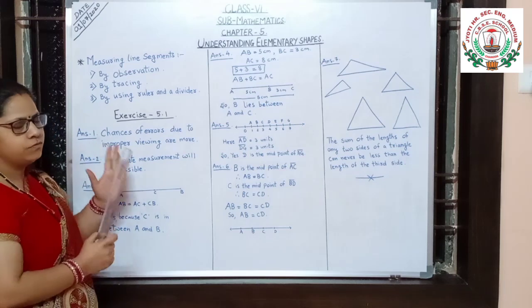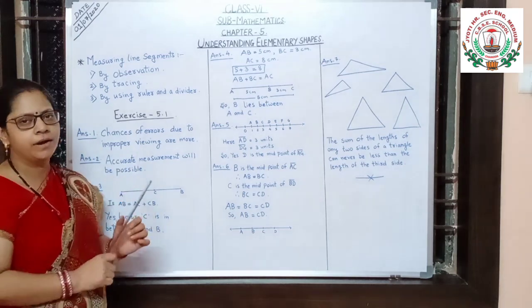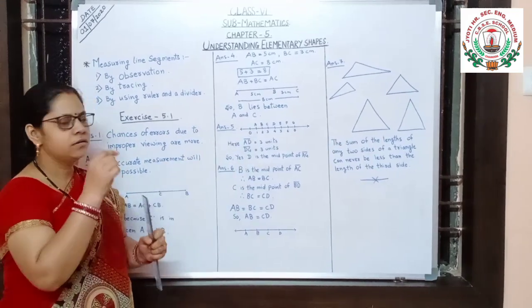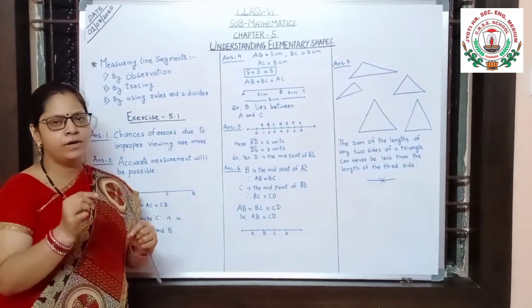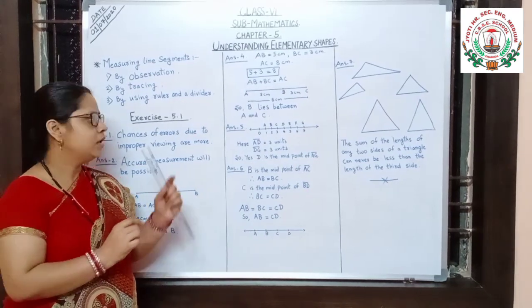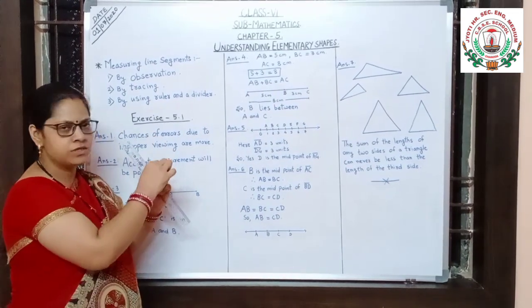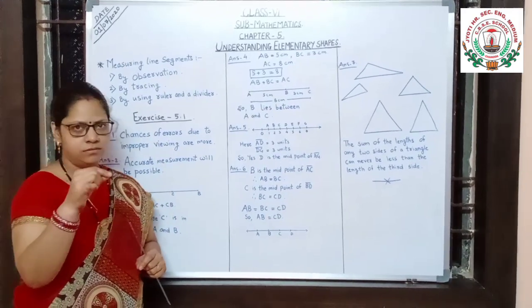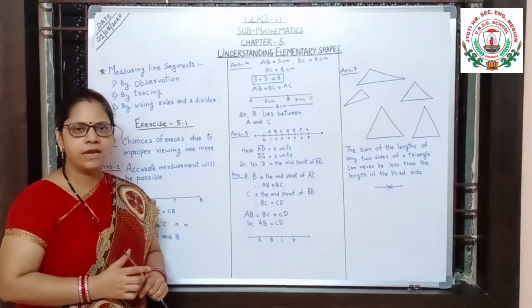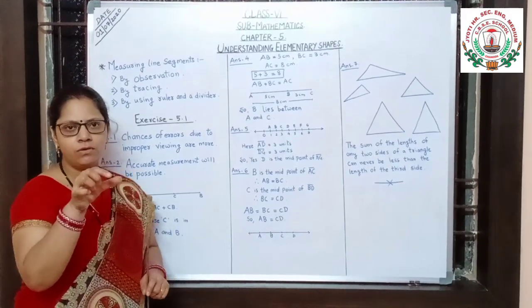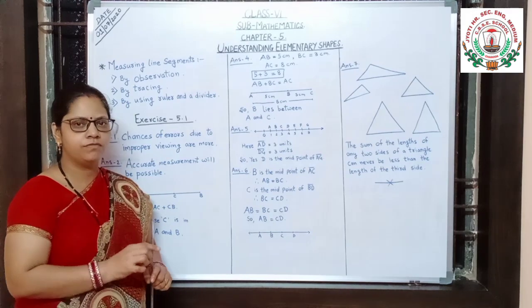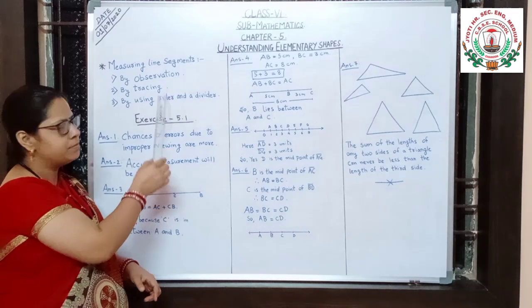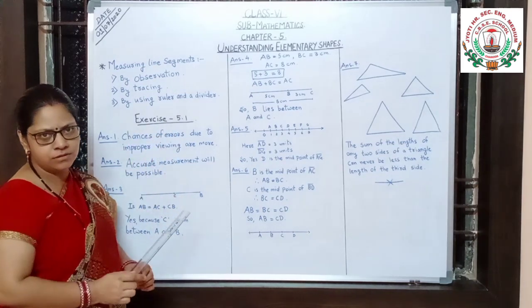Now, how do we measure using a ruler and a divider? First, we draw a line segment using a ruler, then open the two pin points of the divider, keeping one end point at the first starting point and stretching it, and keeping the next pin point at the last end point. In that way you will get the exact measurement of the line segment. So these are the different methods of measuring line segments.